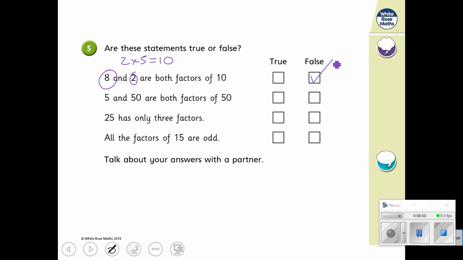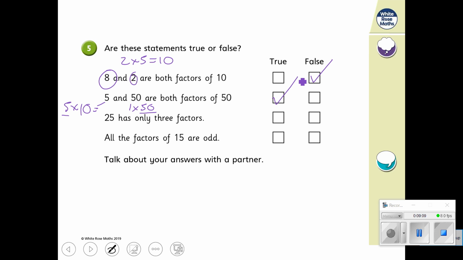5 and 50 are both factors of 50. Okay, so 1 times 50 equals 50. So yes, 50 is a factor. And 5 times 10 equals 50. So yes, 5 is a factor. So that one must be true.